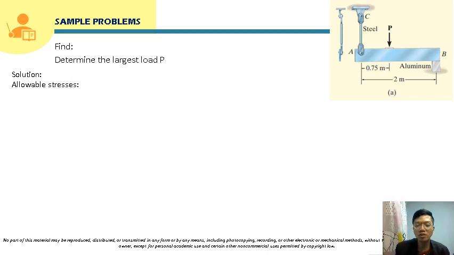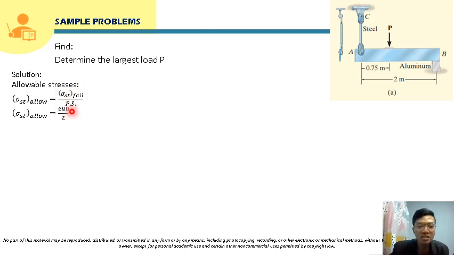So solving for the allowable stresses, for the first one, that is the allowable normal stress for the steel rod AC. That will be equal to the normal stress at failure over the factor of safety, which are both given. The given in the problem are 680 for the normal stress at failure, and the factor of safety here is 2. So solving for this will be 340 megapascal.